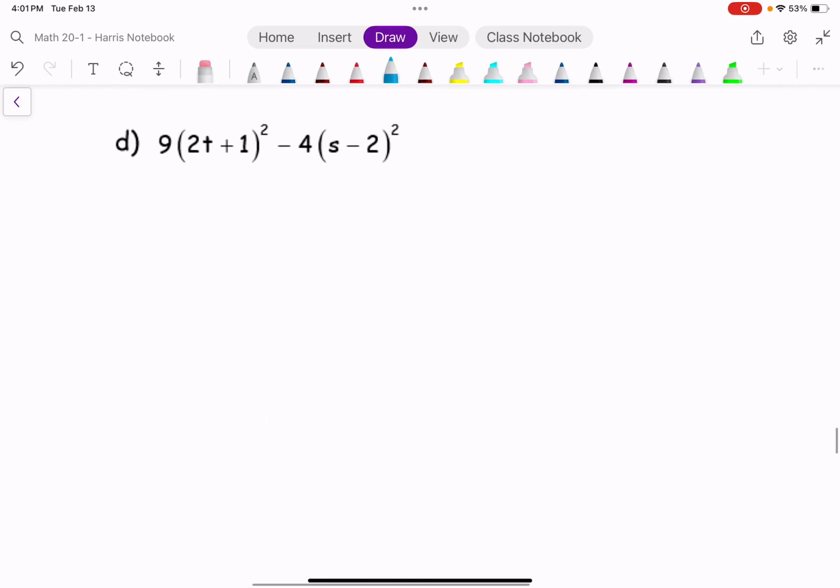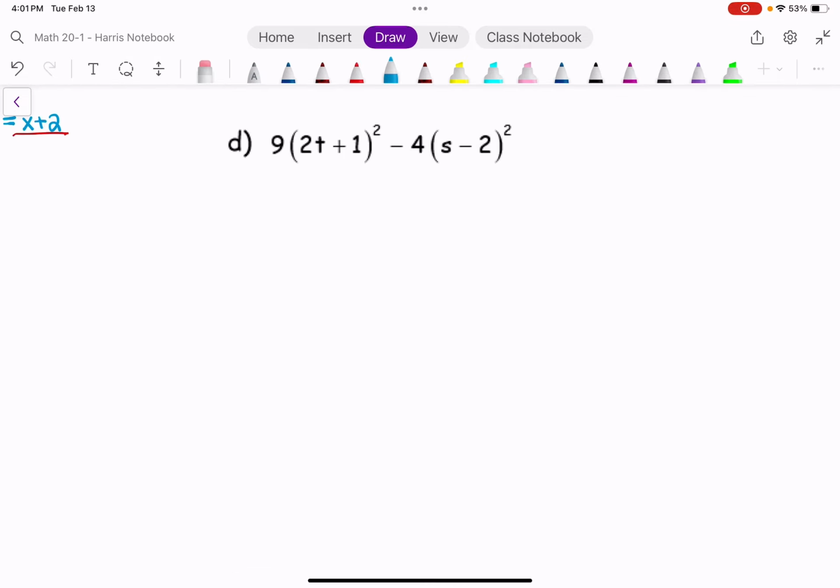So let's go over to this question. I want you to take a minute and look at it, and let's see what's different about it. I see that I have two terms, but these two terms are different from each other. This one has a 2t plus 1, and this one has an s minus 2. When I'm looking at these breaking down here, I see that I have a 9 and I have a 4. When they're all squared, it sets up like a difference of squares.